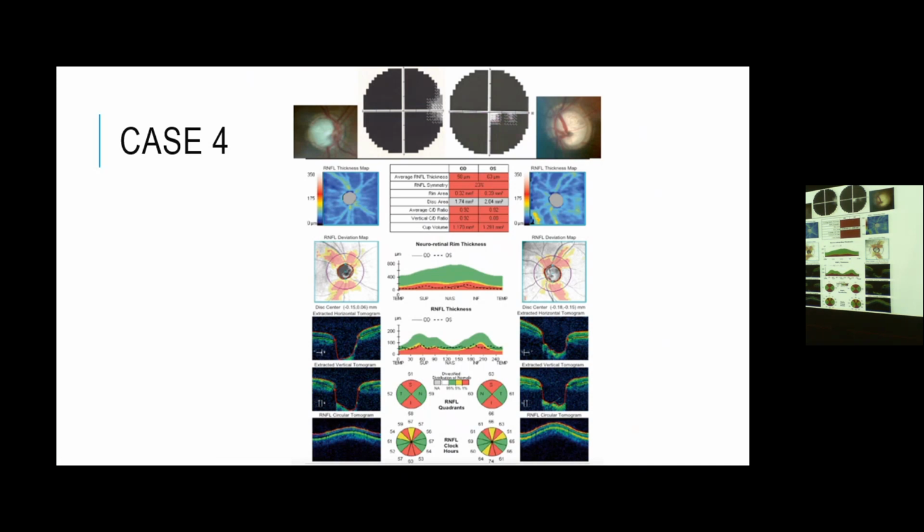Patient can progress with very minimal change in the nerve fiber layer. Why? Because he has only a few nerve fiber layer left. The rest is glial tissue and other tissue.